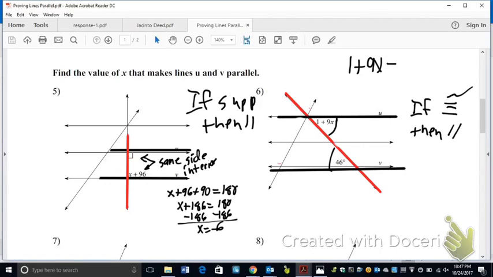We're going to set up 1 plus 9x equals 46. Subtract 1 from both sides, divide by 9, and we get x equals 5. So again, x can equal anything, but when it equals 5, those two lines are parallel.